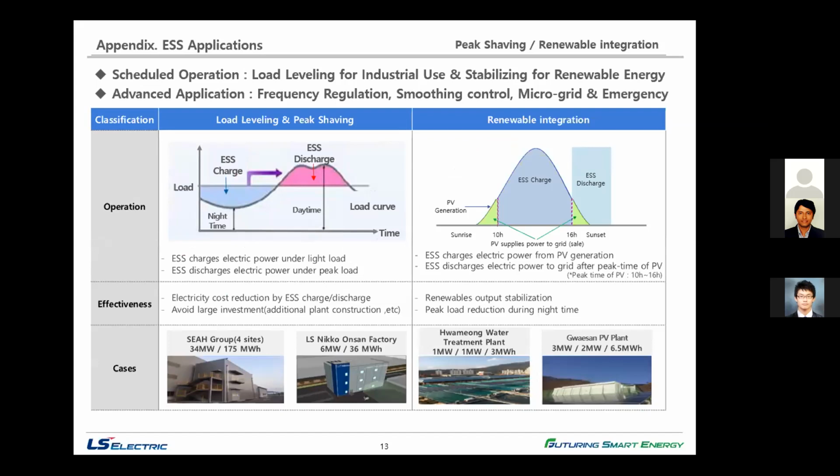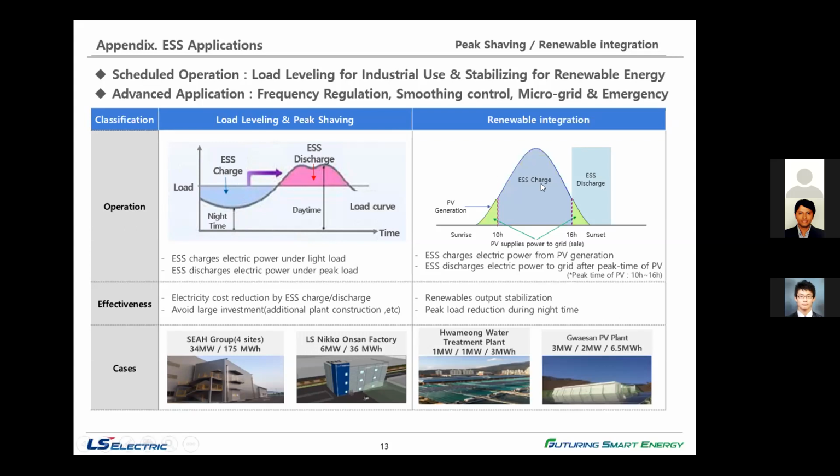First of all, load leveling, peak shaving and renewable integration. These two look different, but actually it is the same thing. The only difference is that on the left side, they're connected to the grid, and on the right side, they're connected to PV or any renewable source. On the left side, when connected to the grid, during the night time the storage system charges. And at peak time in a day, like for example 3 p.m. or 4 p.m., the storage system discharges in order to compensate the cost.